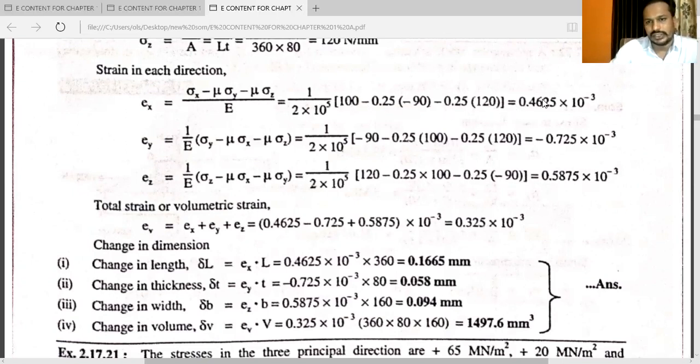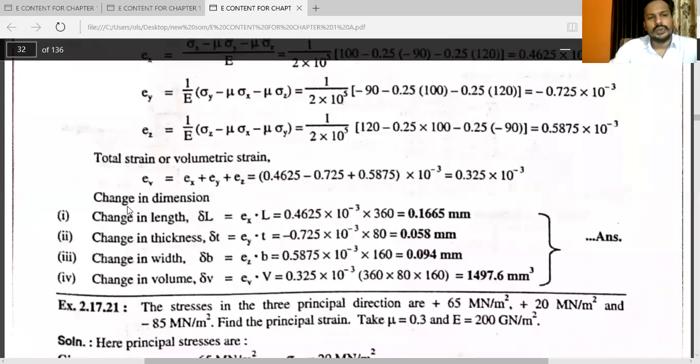So Ex is equal to 0.4625 into 10 raised to minus 3. Ey is equal to minus 0.725 into 10 raised to minus 3. Ez is equal to 0.5875 into 10 raised to minus 3. Here you will get total strain, which is Ex plus Ey plus Ez. So Ev, that is the total strain, is 0.325 into 10 raised to minus 3.